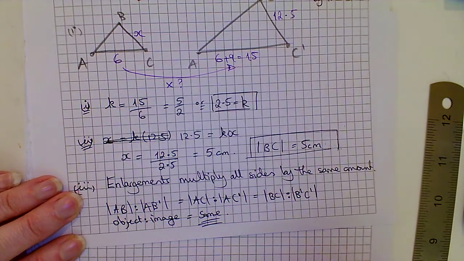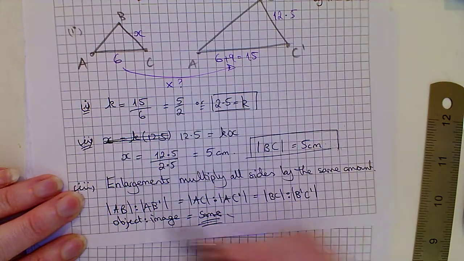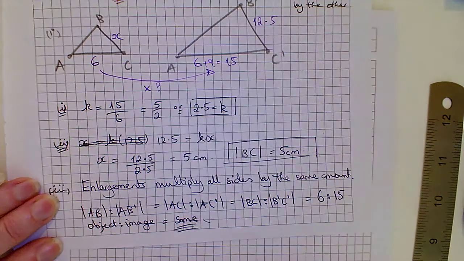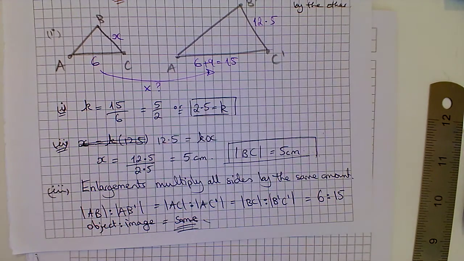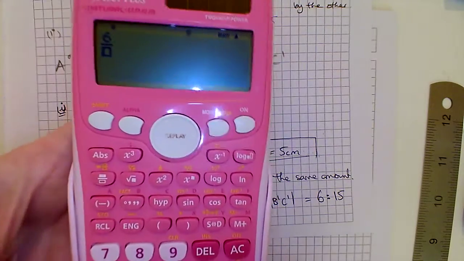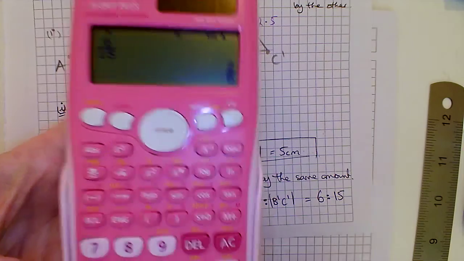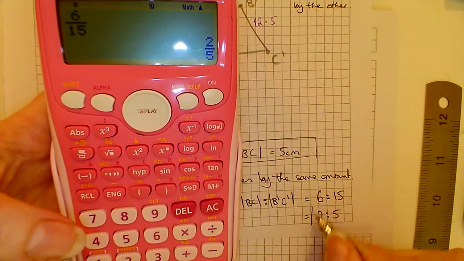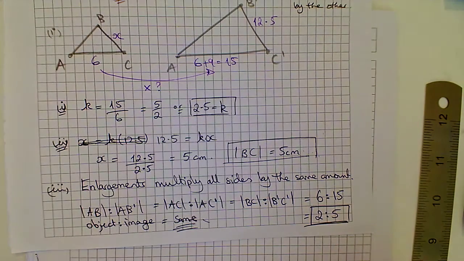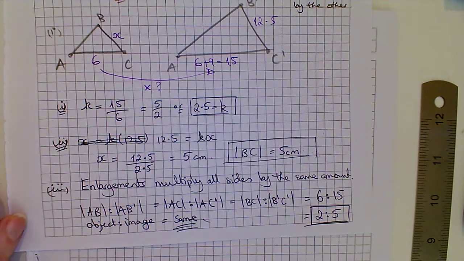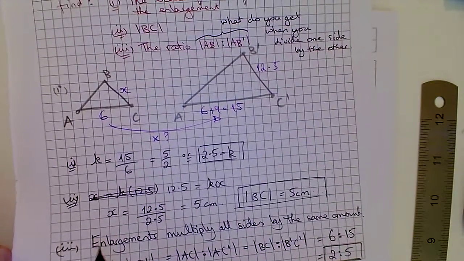So what's the calculation then? Let's just pick this one. So this is going to be the same as 6 is to 15. Now how do we simplify ratios like that? Well, put them into your calculator as fractions and let it do the hard work for you. 2 is to 5. So the ratio is always the same regardless of which pair of sides we're using. Hopefully that's nice and clear and you understand what we're talking about there.